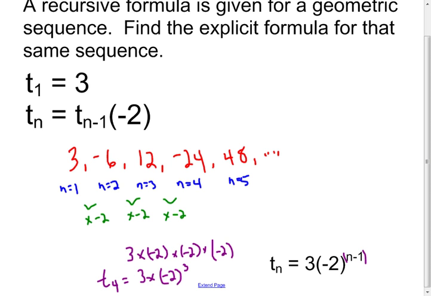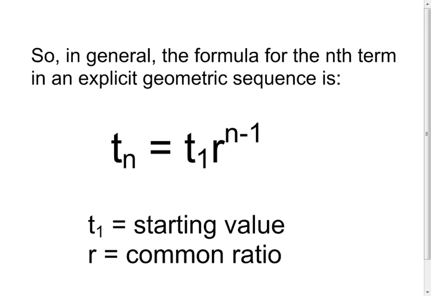All right, so let's look at the next slide. This is our general formula for the nth term in an explicit geometric sequence. This is the starting value, this is the common ratio, which you're multiplying by each time, and then the exponent is n minus 1. We came up with this in the previous example, but in general, this is how you would write the explicit formula for any geometric sequence.